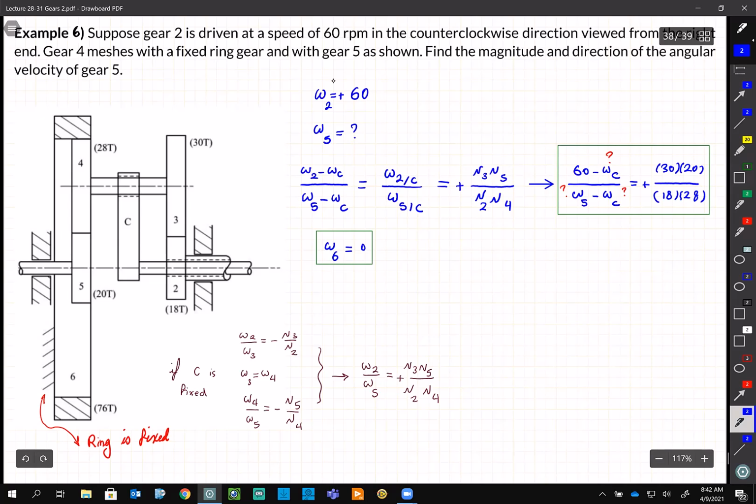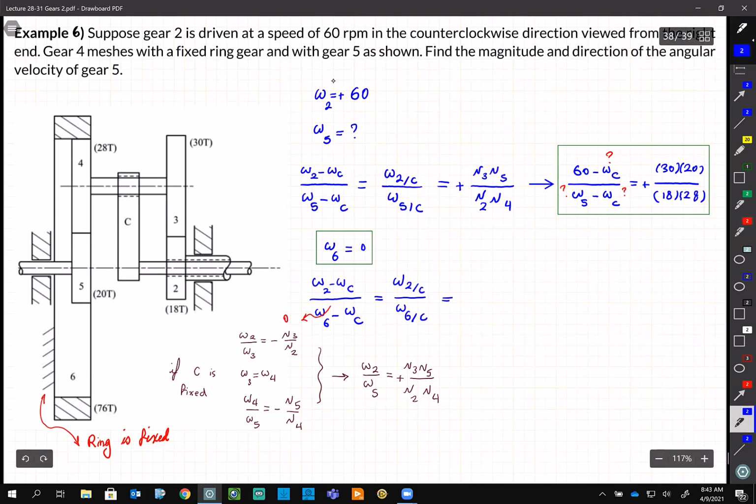So I will write the same relation that I wrote about omega 2 with respect to c, or I can solve with 5, that's the same. So I will show you both. Omega 2 with respect to c, omega 6 with respect to c, right? So this side then will be omega 2 minus omega c over omega 6 minus omega c, except now this guy is 0.